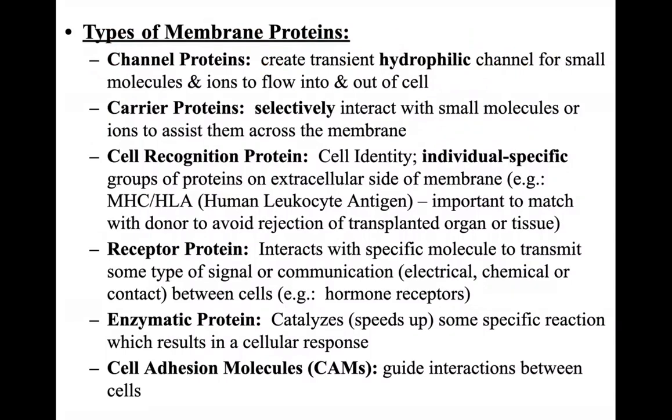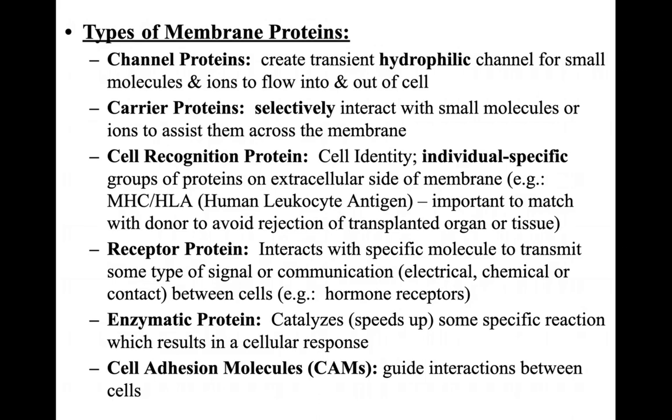So channel proteins, these will create a transient hydrophilic channel. This will be more inviting for the small molecules and ions to flow in and out of the cell. Your carrier proteins, these will selectively interact with small molecules or ions. They're going to be picky. They're going to be selective on who they're going to allow to cross. Cell recognition proteins, these are important for the cell's identity. There's individual specific groups of proteins on the extracellular side of the membrane.